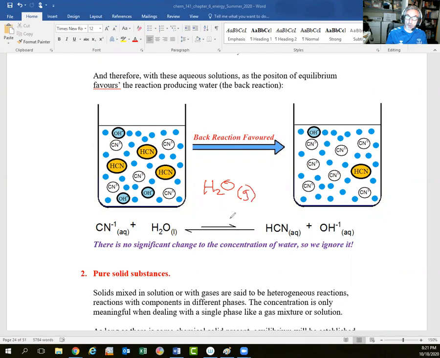Your brother. Okay. So if you see water written as a gas state, that's usually a pretty big clue that you will include water in your equilibrium expression.